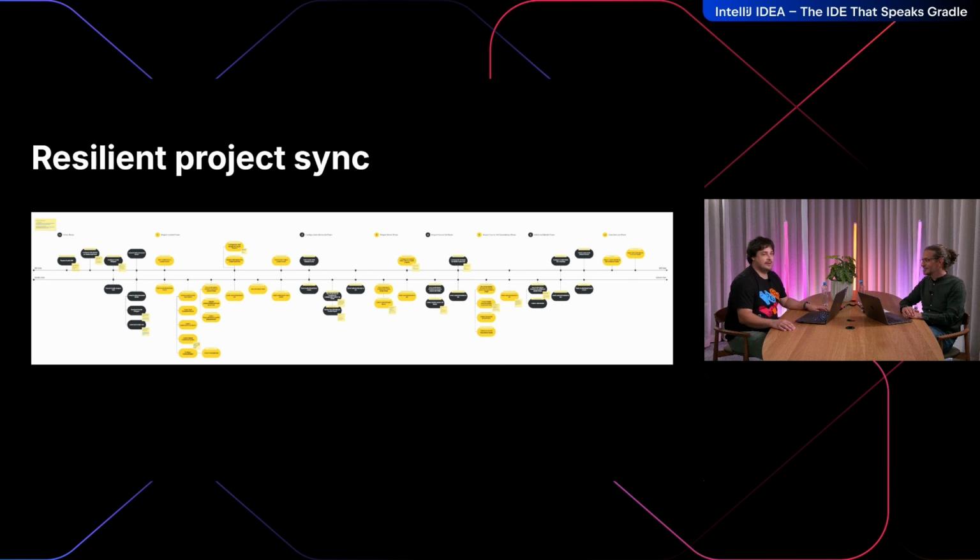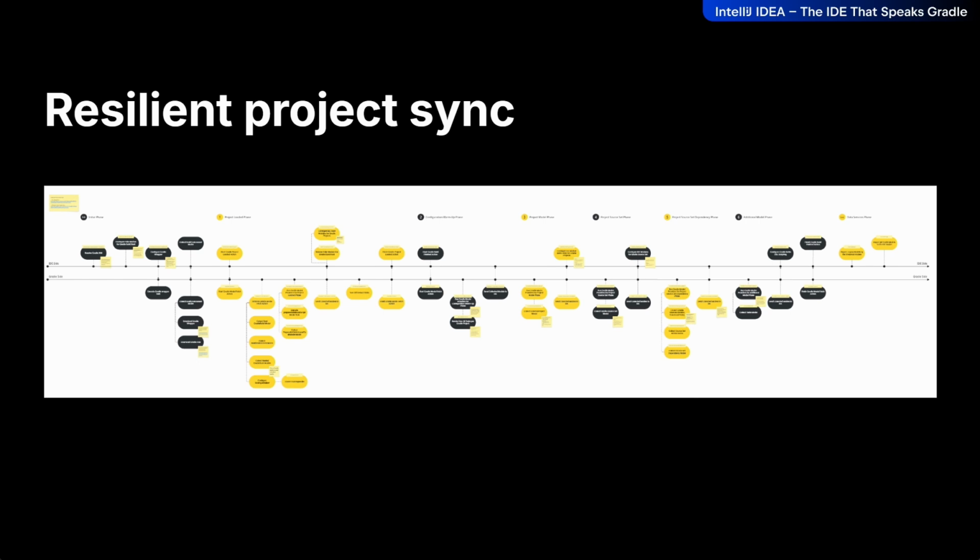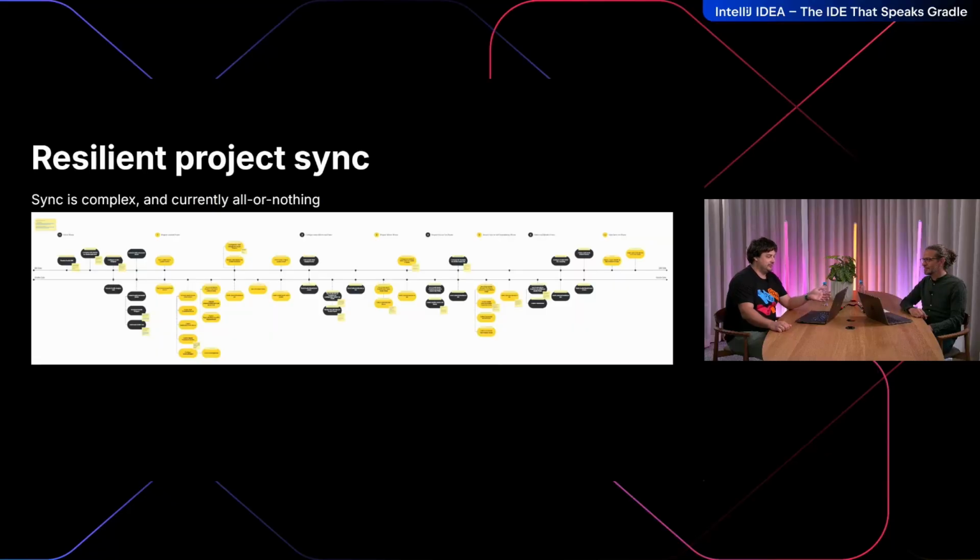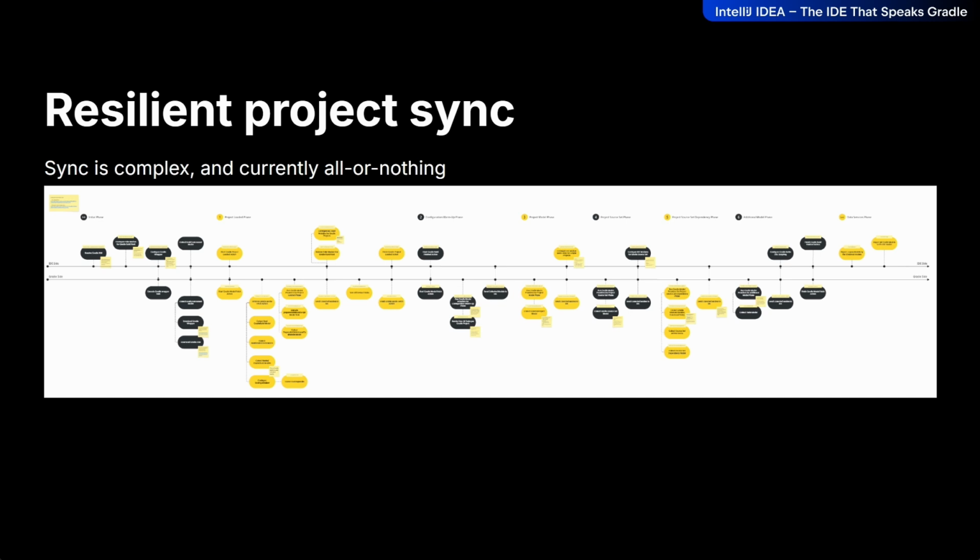What's the surprise? So, sync. We talked about what sync is and that it might sometimes be long, and especially that it's an all or nothing process, right? And it's very complex. So the picture you see, well, you can't read the text, because there are so many things, so tiny and not so tiny, on both sides, Gradle and JetBrains, that are involved in that process.